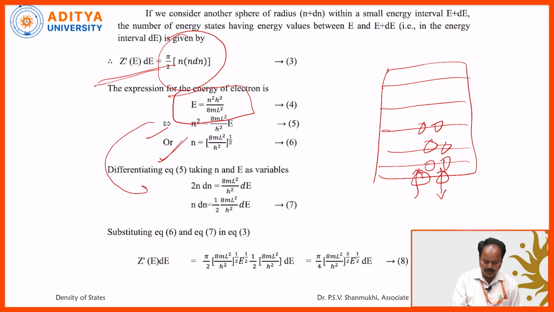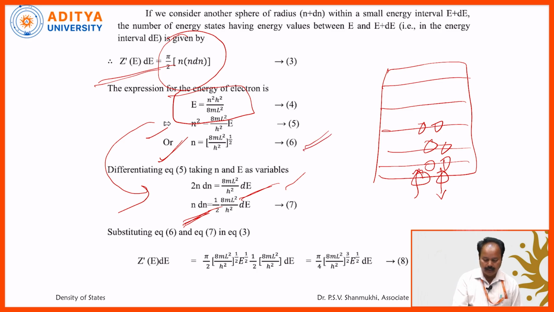Okay, once again from this n square, let us take the variation. Differentiate that one. What we get? 2n dn is equal to 8 m L square by h square, which is a constant term. Energy is a variable in this one. We get dE. So, from that what is n into dn? The n into dn is equal to 1 by 2 into 8 m L square by h square into dE. Now, we got this n into dn and also equation 6, that is the n expression.